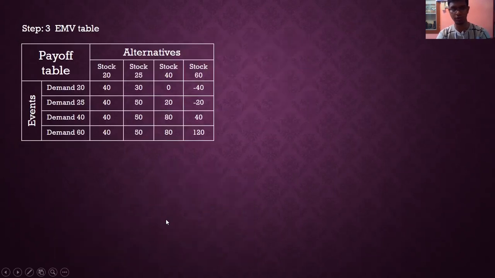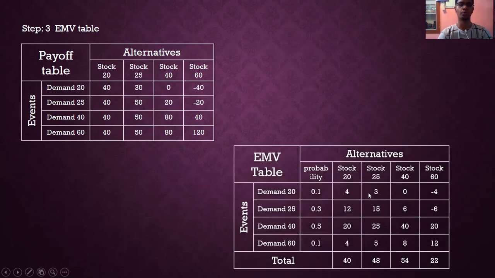Now we'll go to the third step. The third step is to prepare an EMV table. To find the EMV table, we have to take the help of the payoff table. How does the EMV table work? First we have to write our events. Events are nothing but the demands we have. We have demand 20, demand 25, demand 40, and demand 60. These are the 4 demands which we have.